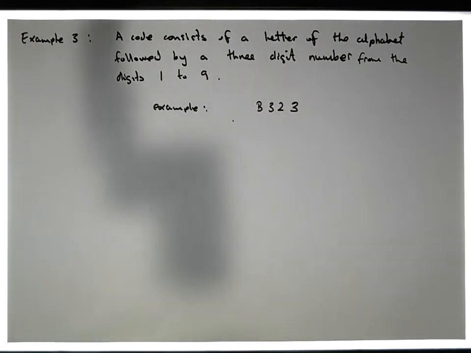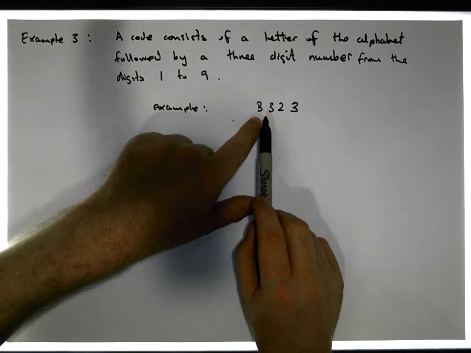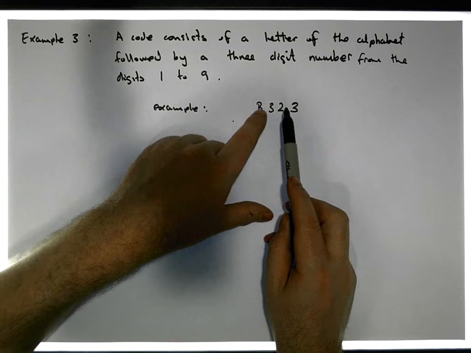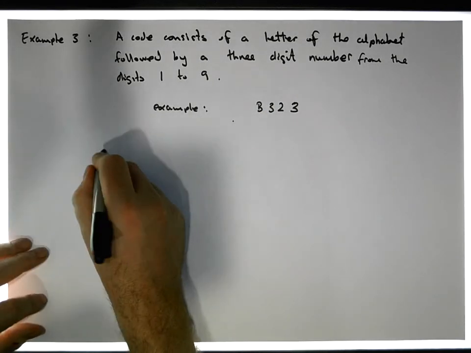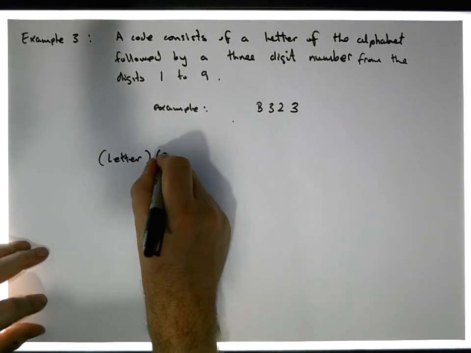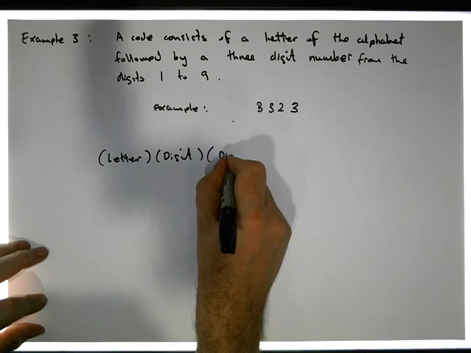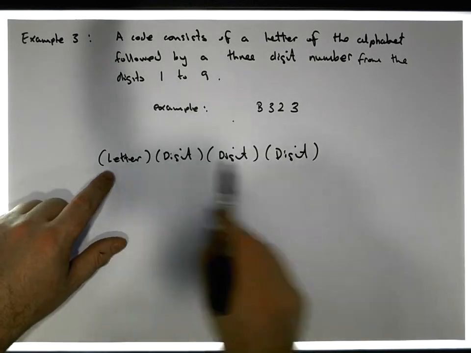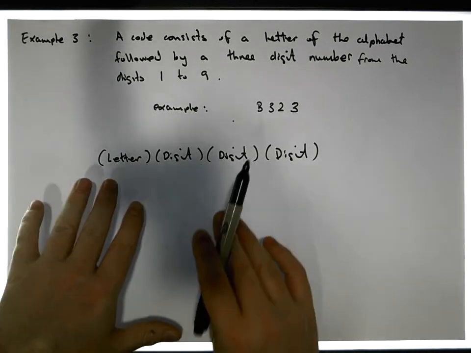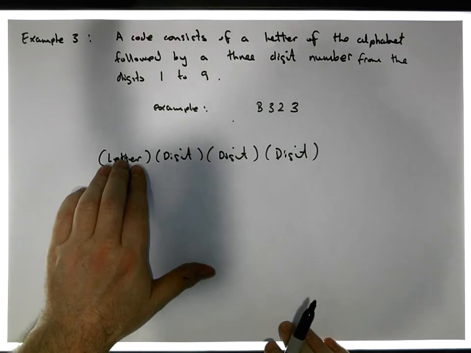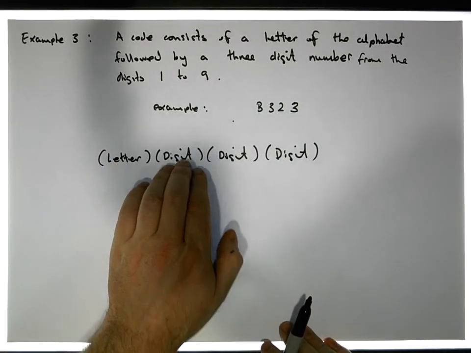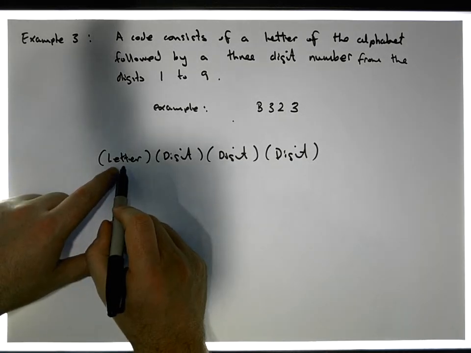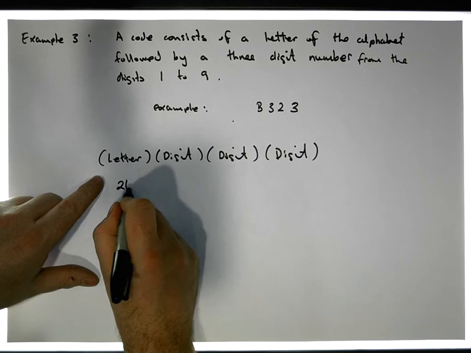Now we're going to assume in this particular case that after you choose the letter, you're going to choose a digit, another digit, and another digit. So we have a letter followed by a digit, followed by a digit, followed by a digit. The question is, how many possibilities could you have? This is rule number 2: we have a certain number of possibilities for the first selection, the second, the third, and the fourth. How many letters are there in the alphabet? There's 26 possibilities for the letter.